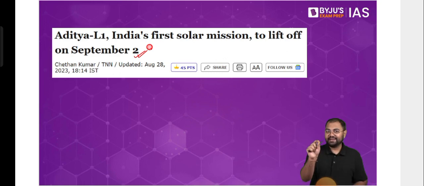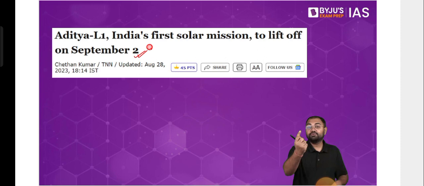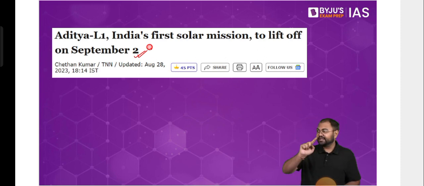Understand this: when you have an object, for example Aditya L1, at L1, it is always facing the sun. So it's not that it is going to revolve around the earth. It is going to hover around that particular point.